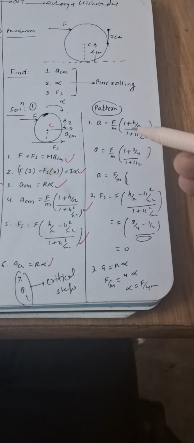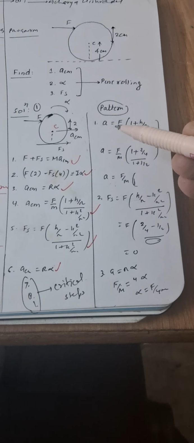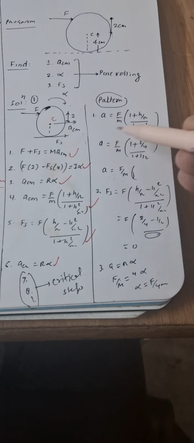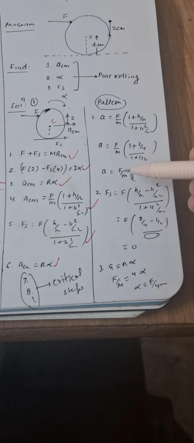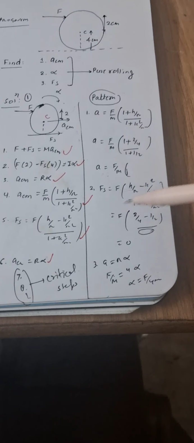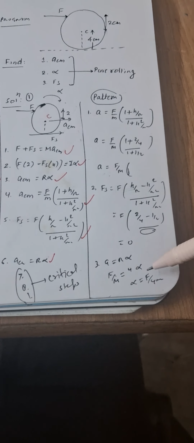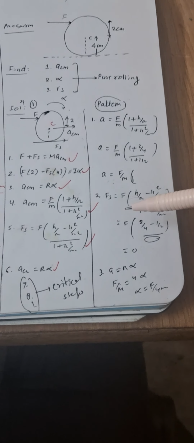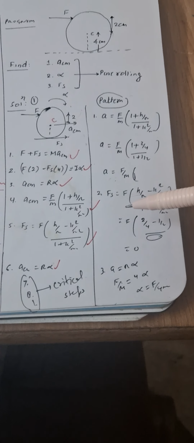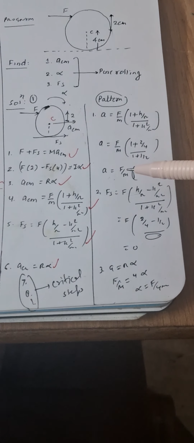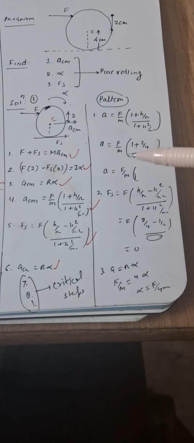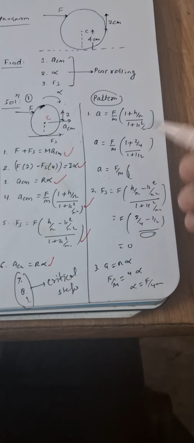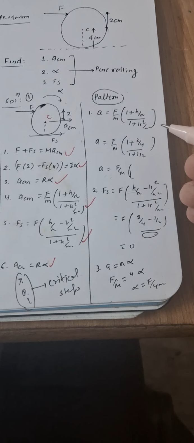Now the pattern uses the direct information. So acceleration is F by M, 1 plus H by R, 1 plus K square by R square. You substitute the values of H and R, acceleration comes out to be F by M, friction comes out to be 0, and alpha comes out to be F by 4M. So you see that using the pattern, first of all, your speed increases, time decreases, and there is less complexity and less calculation involved. The student who has learned to use the pattern will perform better in competitive exams.